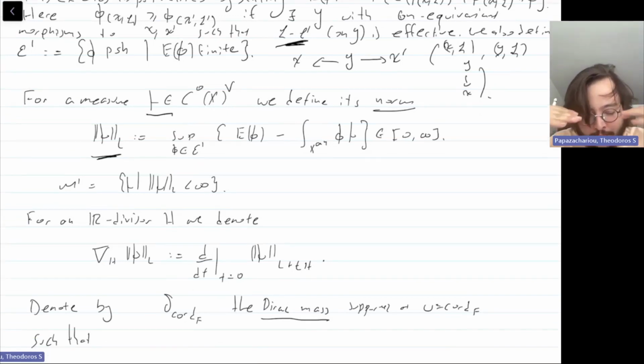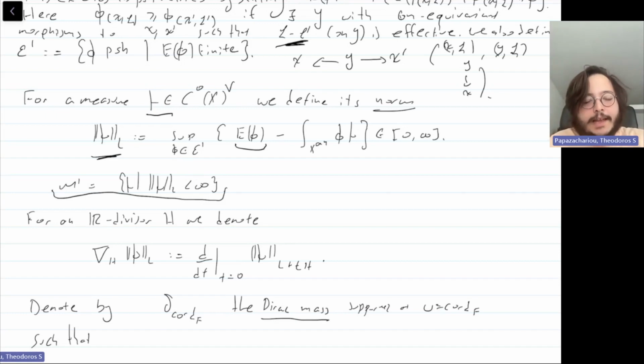What I'm doing is taking the supremum over all finite energy psh metrics on X^n, and I really want finiteness because I have this term here, which is the energy of phi, and then this is just the valuation of phi along this mu. It's the usual dual space valuation that we're expecting from the two things. We also have another term, M1, which is all the measures of finite energy, or finite norm, if you want.